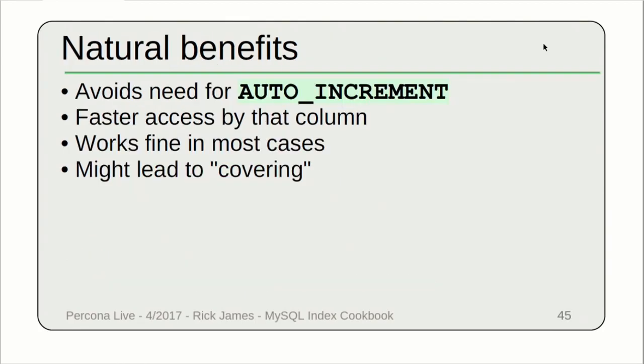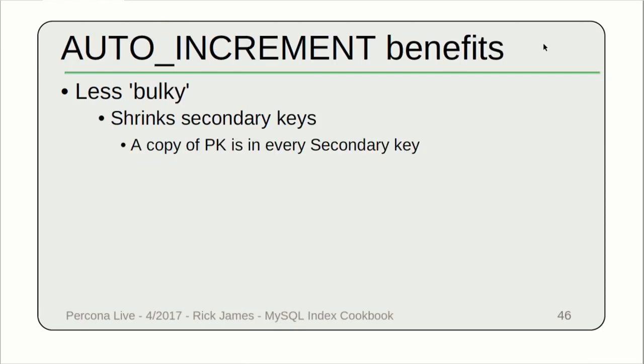So, the natural key avoids the extra column. It's faster access for the column that's in your primary key. It works fine in most cases. It may help in making more things covering. Remember, the secondary key includes a copy of the primary key, so really you've got more columns that might be covering some queries.